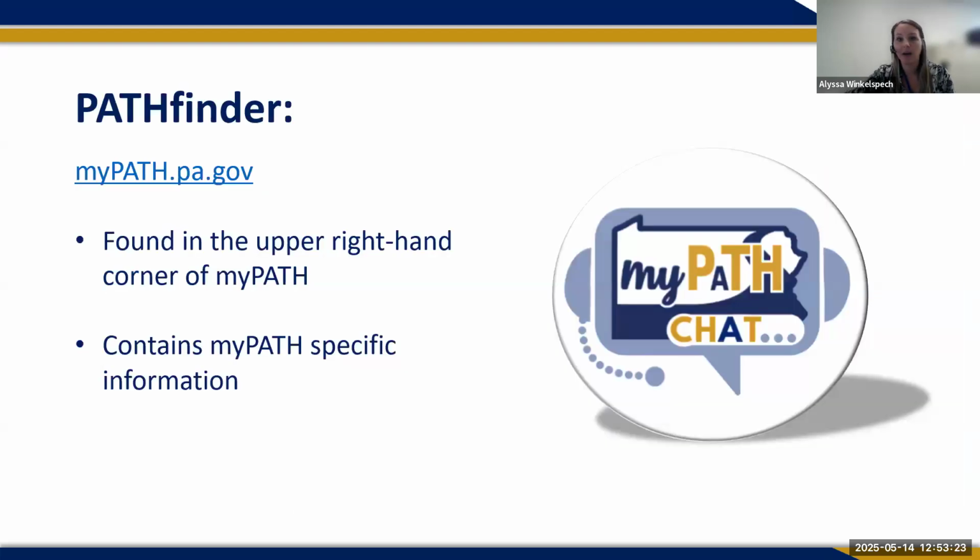We also have Pathfinder, so it's another source of myPath information. It's our chatbot that you can use when you're accessing myPath. If you are on the myPath homepage, it's always located in that upper right-hand corner. It is truly a virtual assistant who is programmed to handle myPath questions.